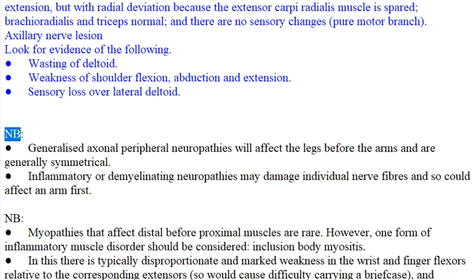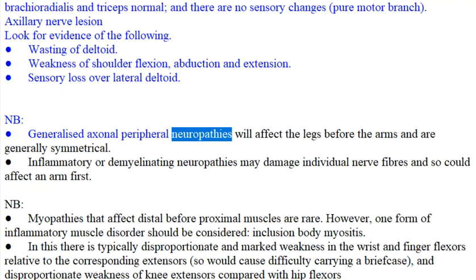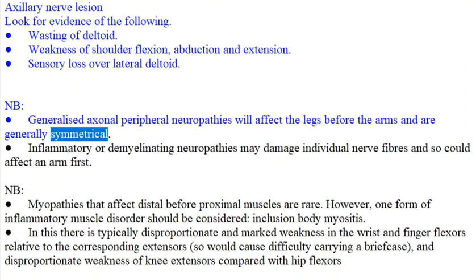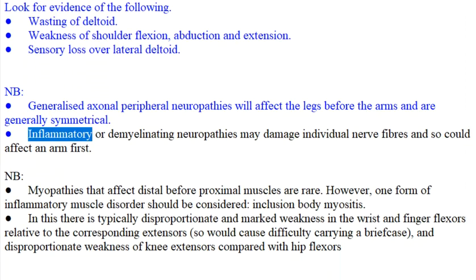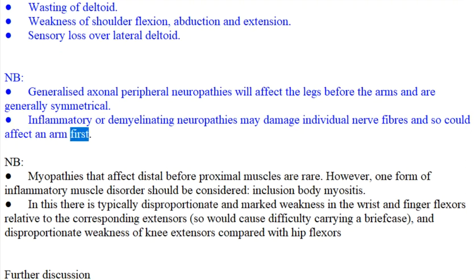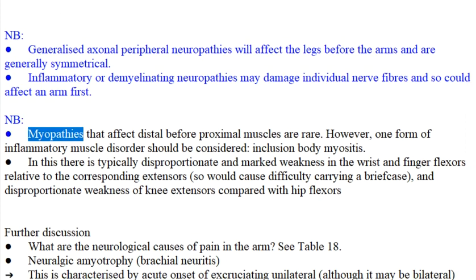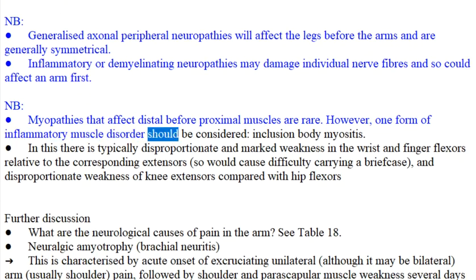NB. Generalized axonal peripheral neuropathies will affect the legs before the arms and are generally symmetrical. Inflammatory or demyelinating neuropathies may damage individual nerve fibers and so could affect an arm first. NB. Myopathies that affect distal before proximal muscles are rare. However, one form of inflammatory muscle disorder should be considered, inclusion body myositis.